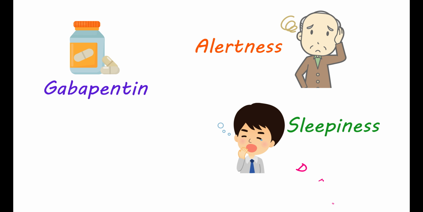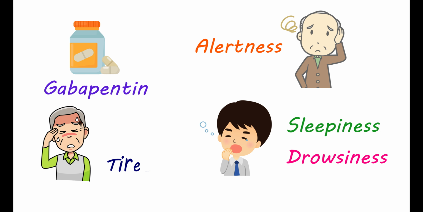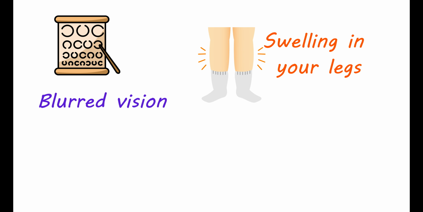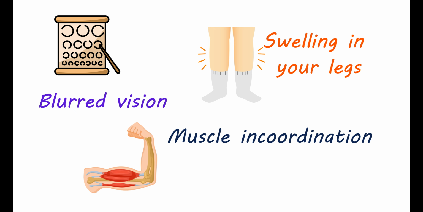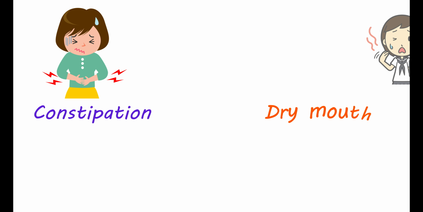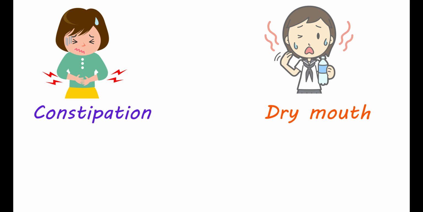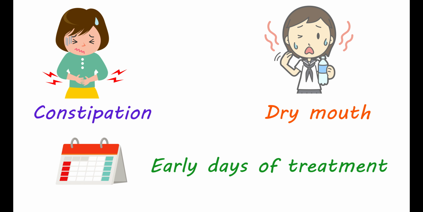Side effects. Gabapentin produces a few side effects that primarily affect your alertness. It can cause sleepiness and drowsiness. You may feel tired and weak. You may have blurred vision and swelling in your legs. You may also have muscle incoordination and a loss of balance. It can cause constipation and a dry mouth. Many side effects are mainly observed in the early days of treatment, and your body slowly adjusts to this medication.